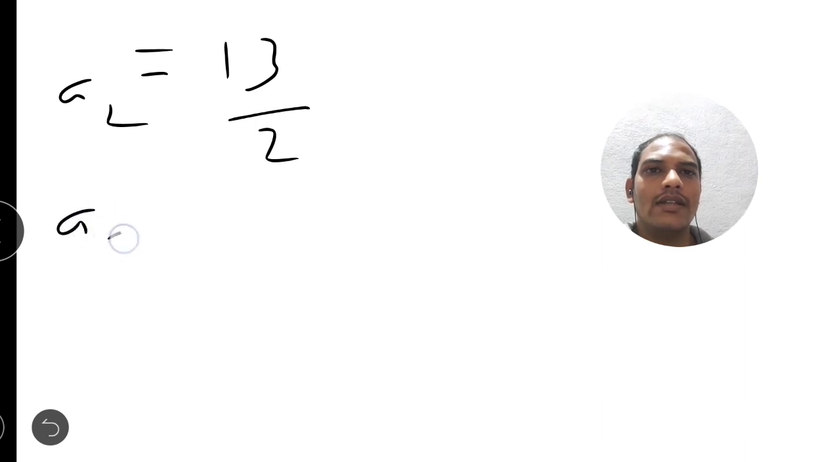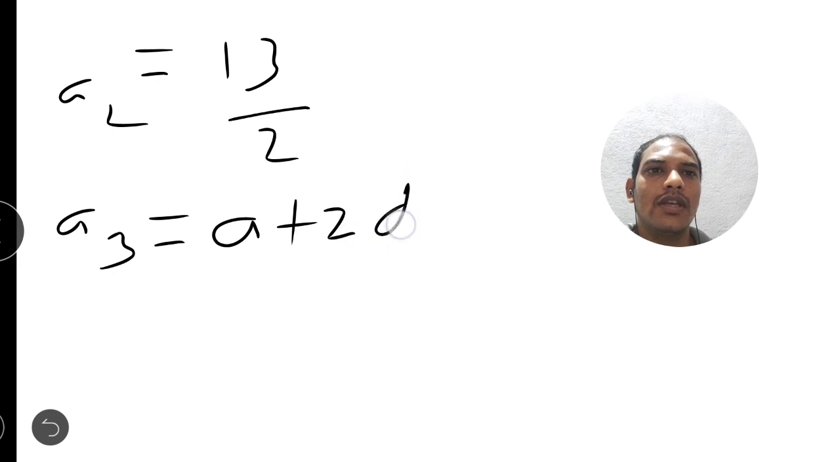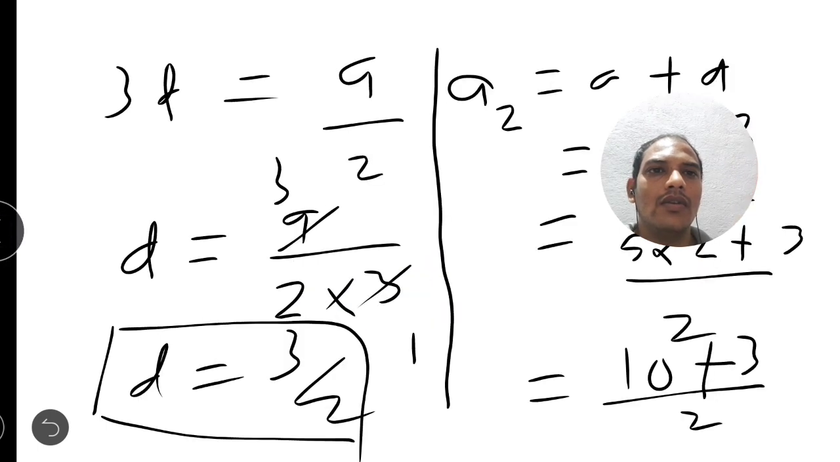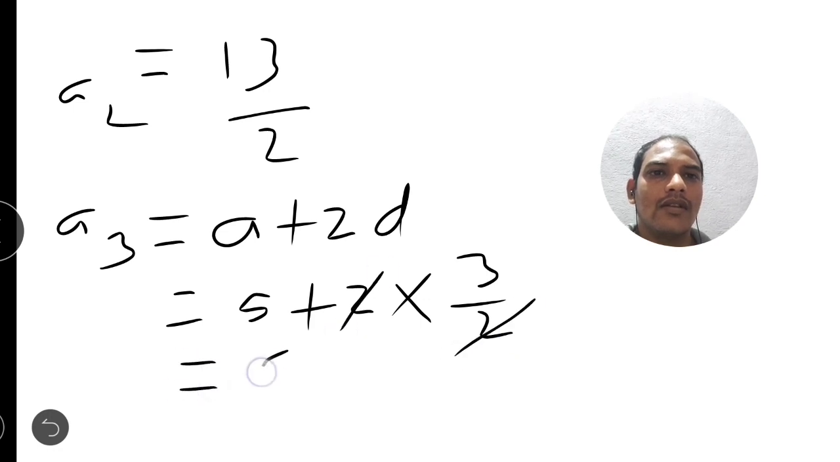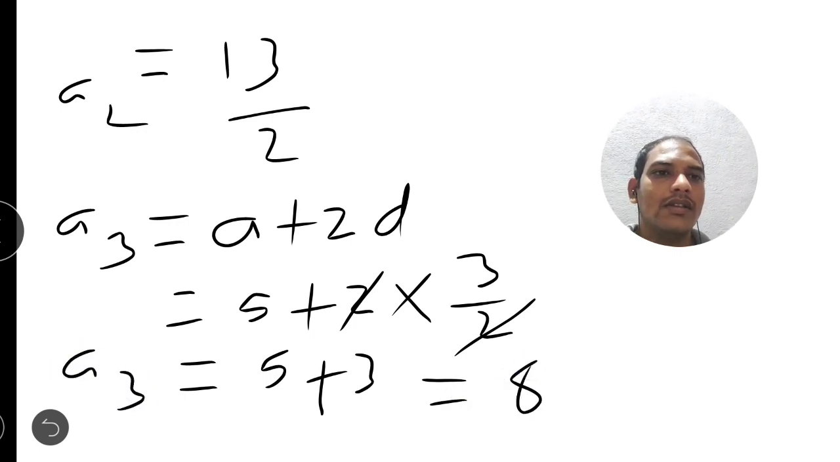Next, A3. A3 means A plus 2D. It is equal to the A value 5 plus 2D, that is 2 into the D value 3 by 2. Here the 2 cancels. 5 plus 3 equals 8. So A3 is 8 and A2 is 13 by 2.